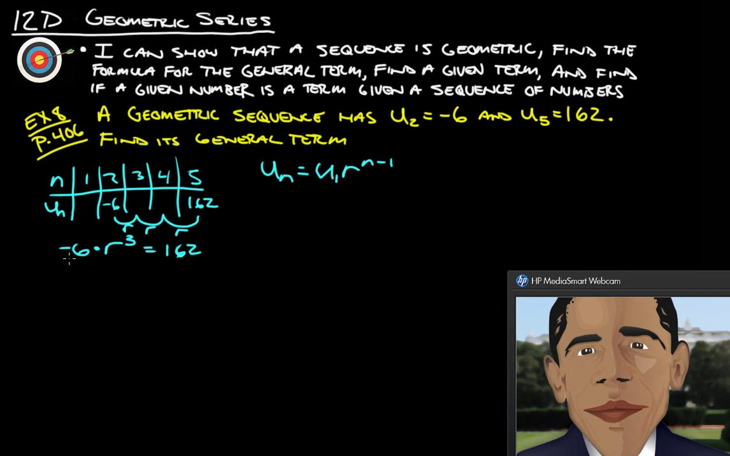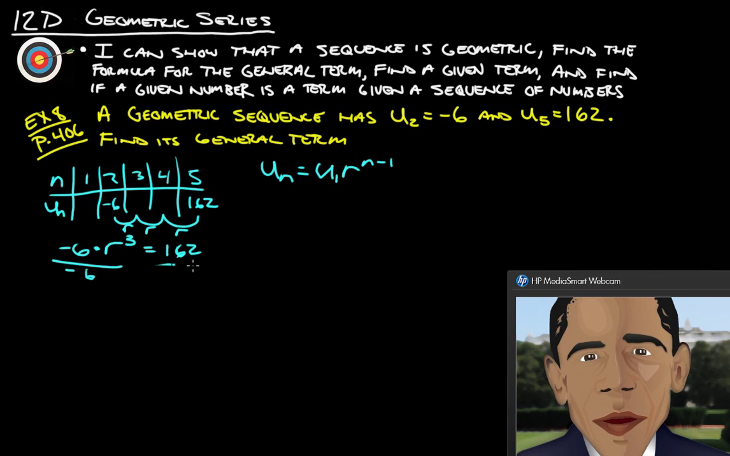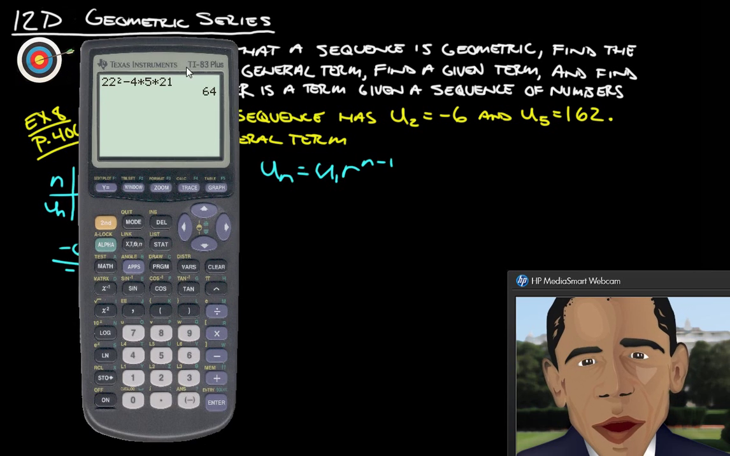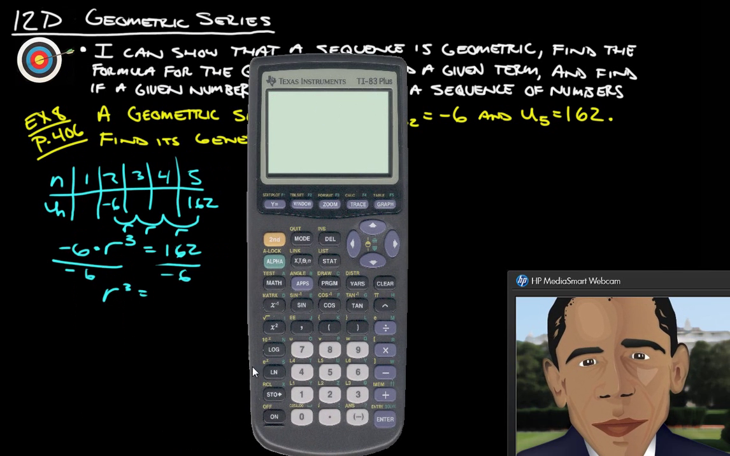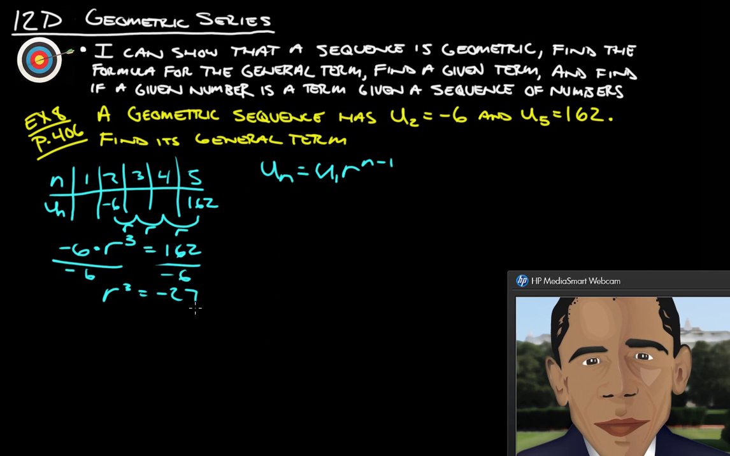So we got negative 6 times r cubed. We want to get r by itself, so we divide by negative 6. R cubed is, let's see, so we take 162 and we're going to divide it by negative 6, and we get negative 27.